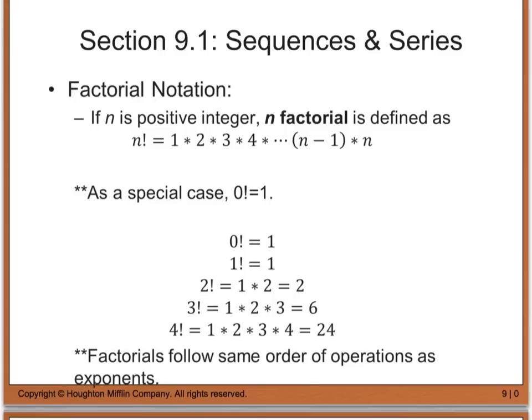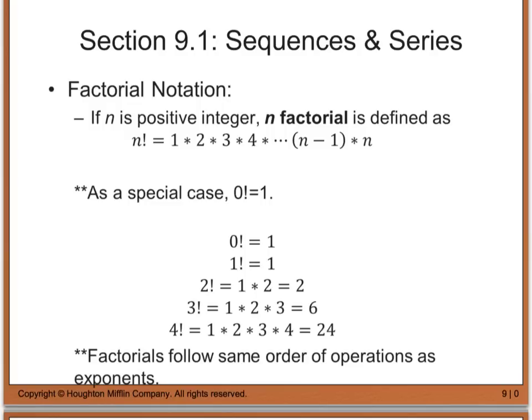The next thing we're going to look at is factorial notation. If n is a positive integer, then n factorial is defined as n with an exclamation point. The exclamation point means factorial. And I think you've had this before, but in case you haven't, the factorial means that we're going to go 1 times 2 times 3 times 4, all the way up to n. If n is 5, n minus 1 is going to be 4. So I'm just going to continue to multiply consecutive terms by each other until I reach that given number.